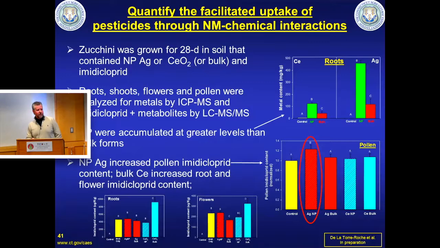This is bulk cerium, and you're seeing increases in the imidacloprid when there's a bulk cerium exposure, and we don't really know what's going on there. But this was what I was really after. This is the imidacloprid content of pollen. And when you expose the plant to silver nanoparticles, what you see is a 10 to 15% increase in the amount of imidacloprid in the pollen grains itself. And you know, these neonics are really toxic to the pollinators. So this slight increase may or may not be important, but at least it's something we wanted to look at.